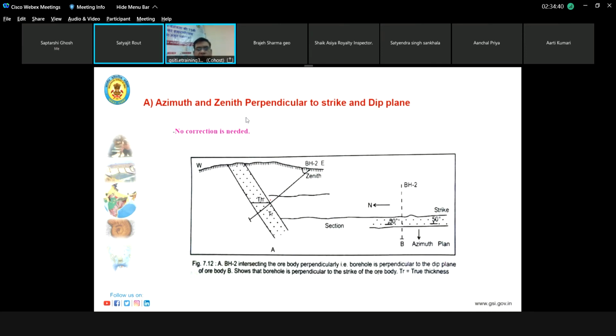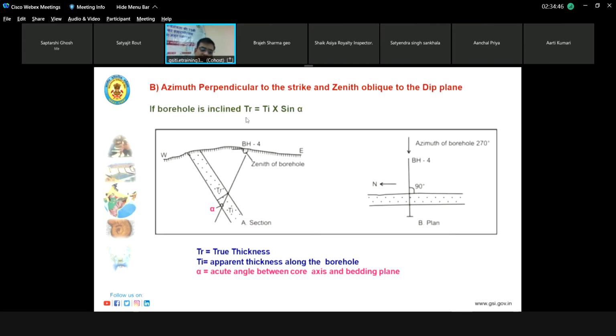If your mineral zone is steeply dipping, more than 65, in that case you can put the borehole between 45 to 60. 45 to 60 is the ideal case, because after 60 there will be much deviation in the borehole. So that's why we are putting 45 to 60 degrees as an ideal case.